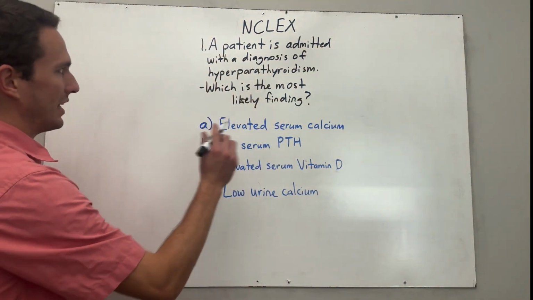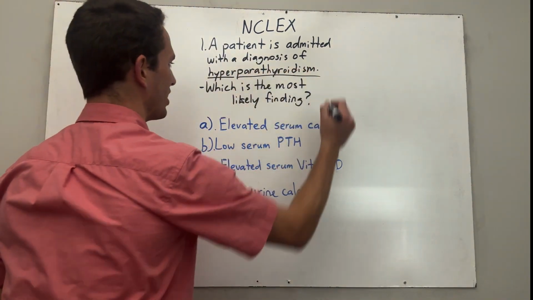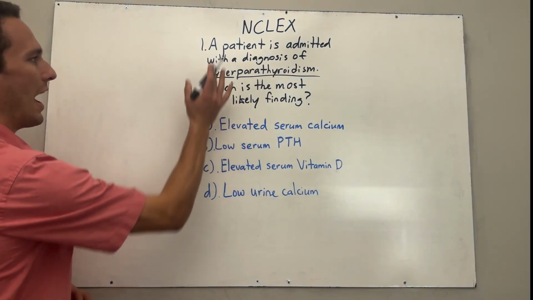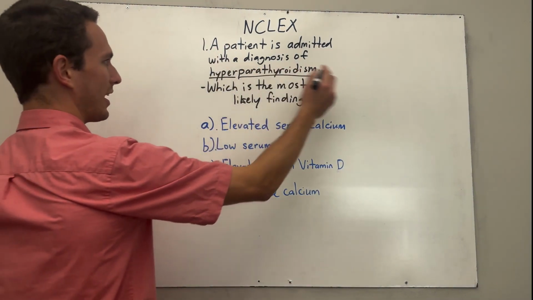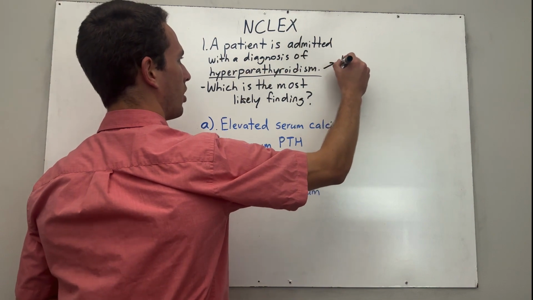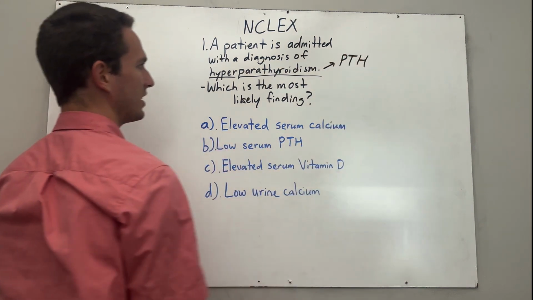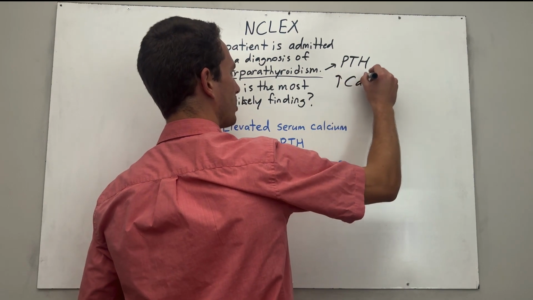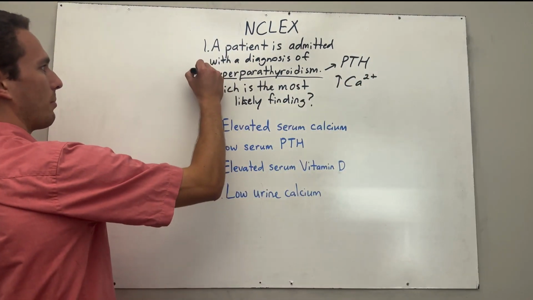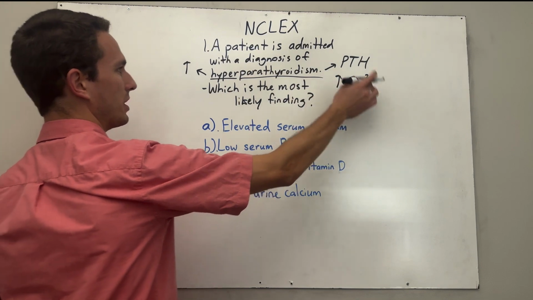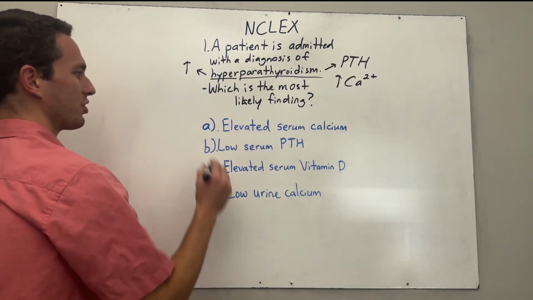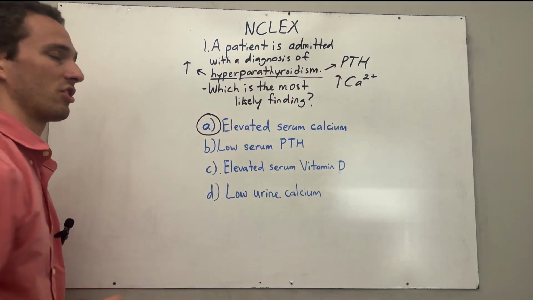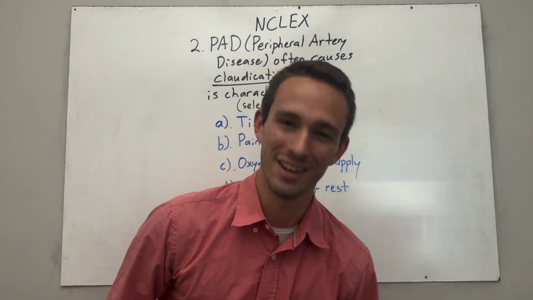Well, in order to answer it, we need to know what hyperparathyroidism is. Hyper refers to high amounts, and the parathyroid gland is a gland that secretes what's called parathyroid hormone, PTH. And we know that PTH raises serum calcium levels. Therefore, if hyper means high, and parathyroidism means PTH, which raises calcium levels, we will say A, it is elevated serum calcium.